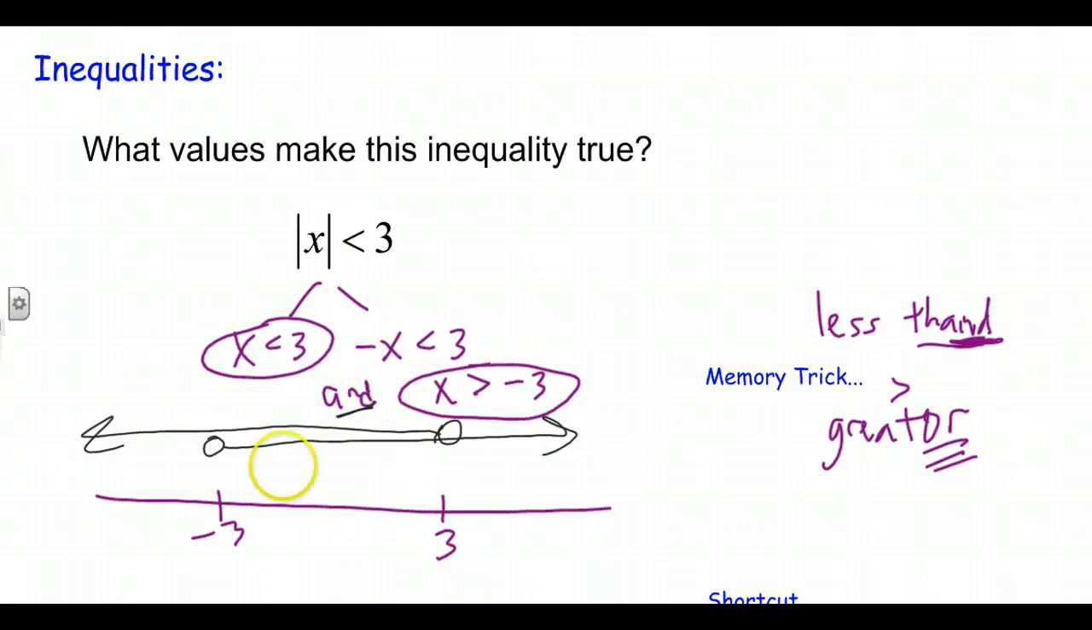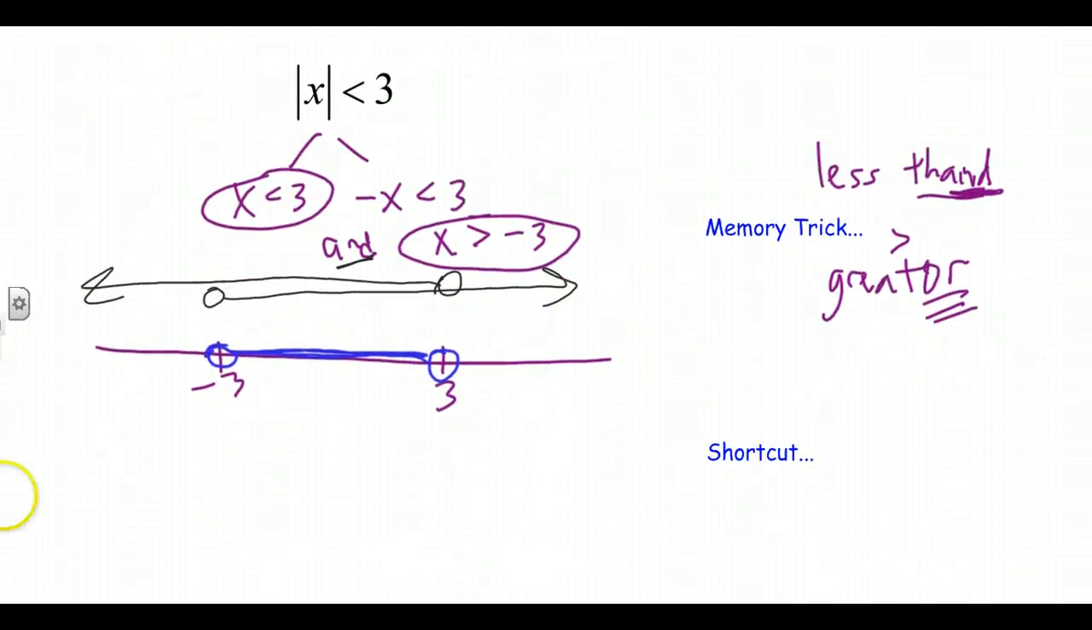The overlap of both of those would be between negative 3 and 3 and everything in between. So that would be my graph. My final answer algebraically might be something like negative 3 less than x less than 3. Or I could say it this way.